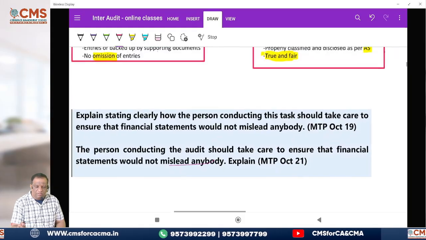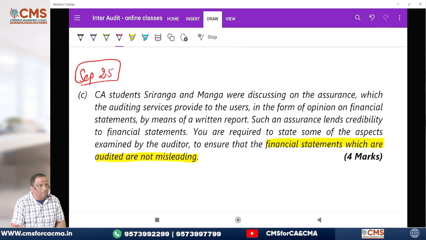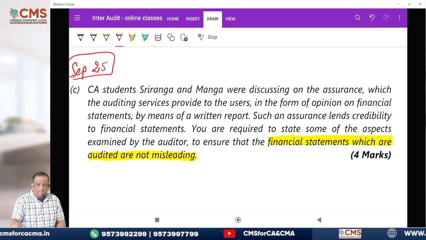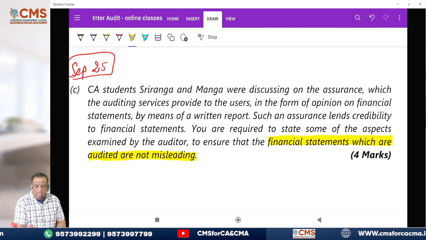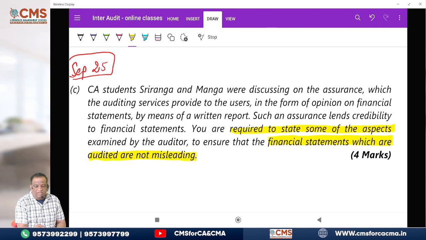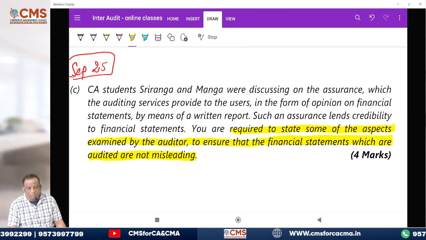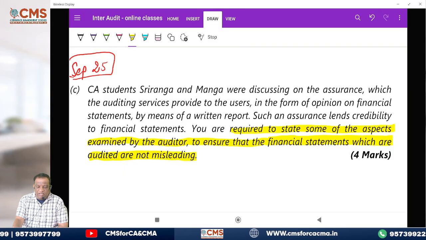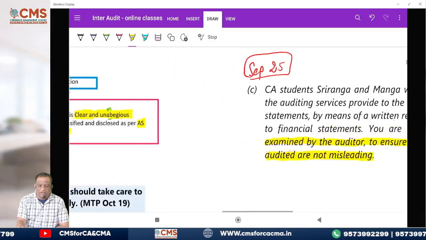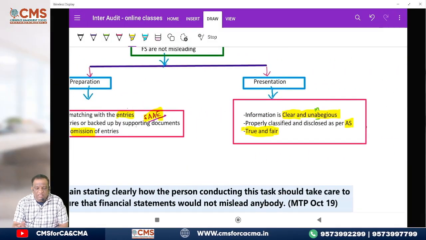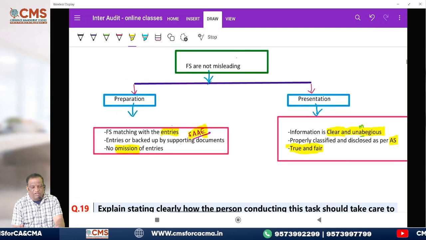So the topic is simple, and it's a straight question. Even if you look at September 25, it's the same one. CS today, he'll give some story, but if you look at it, what is being asked? Again, the same thing: you are required to state some of the aspects examined by the auditor to ensure that the financial statements which are audited are not misleading. And it is 4 marks, a very latest question, September 25. So let's begin. What does an auditor have to verify to see that the financials are not misleading?